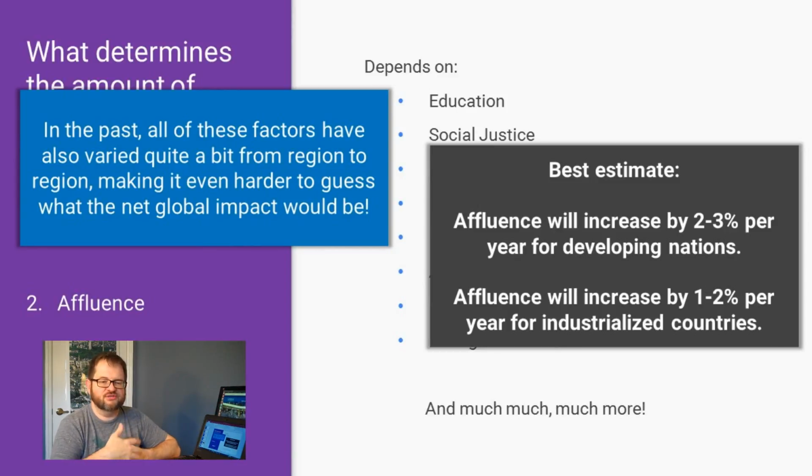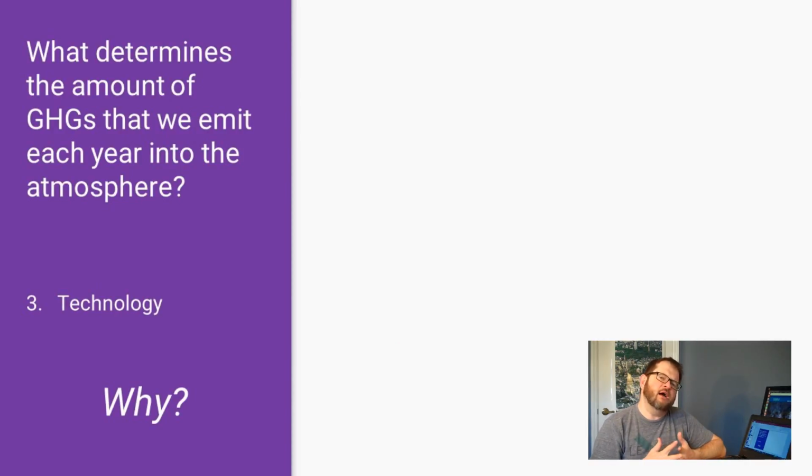What if we have a future that is more affluent in the West and less affluent in the East? What if we have a future in which the East has faster growth in affluence than the West, and so on? Our third idea about what's going to be influencing the amount of greenhouse gases in the atmosphere is technology.